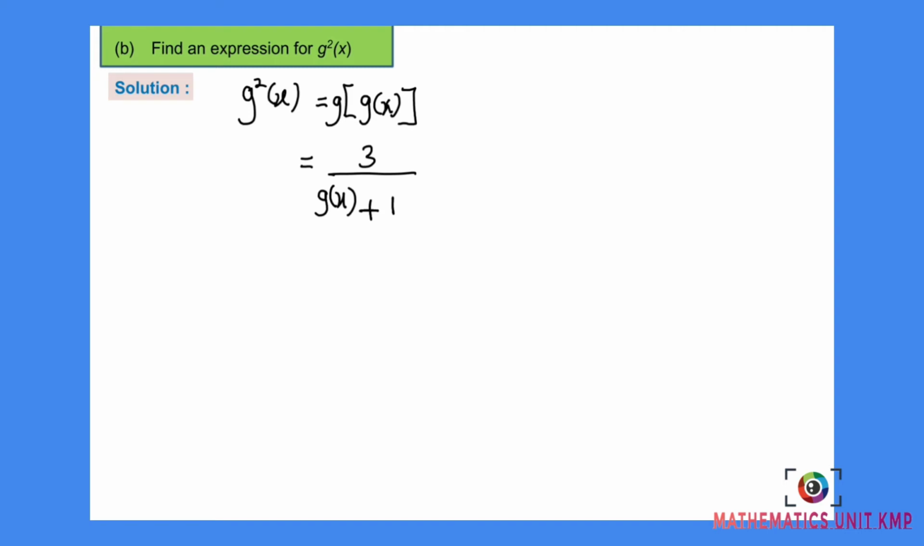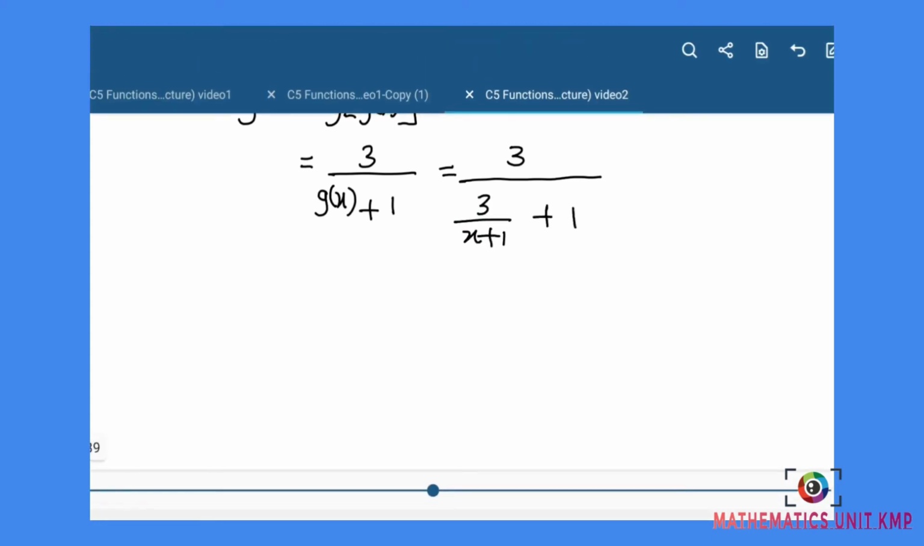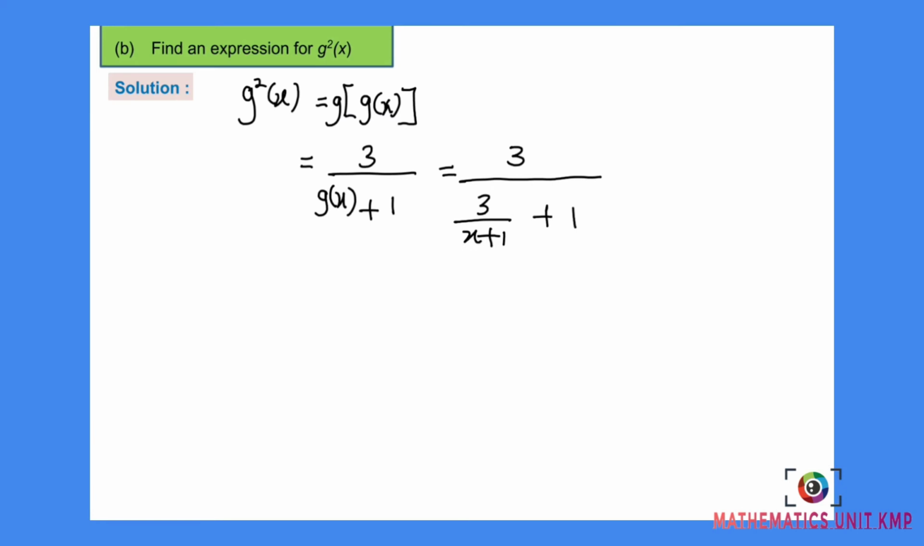Seterusnya, nah ini kena berhati-hati. Okay? Sebab dia akan melibatkan pecahan yang banyak lah. g(x) again is 3 over x plus 1, the whole thing, x plus 1. Faham? Baik. What is the next step? Ha, yang ini you kena focus kepada yang bawah dahulu. Kita pergi line by line.